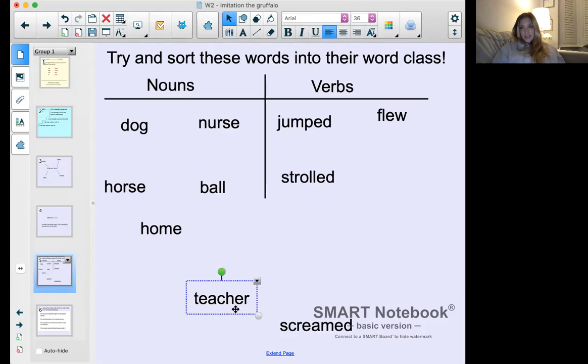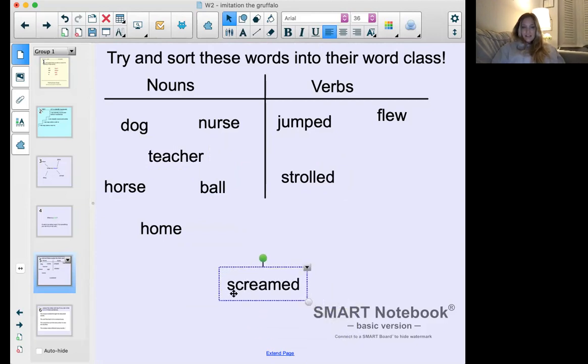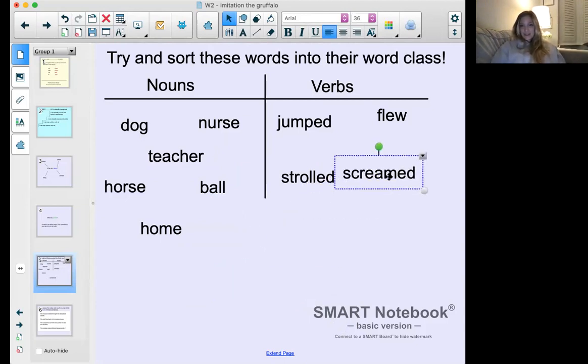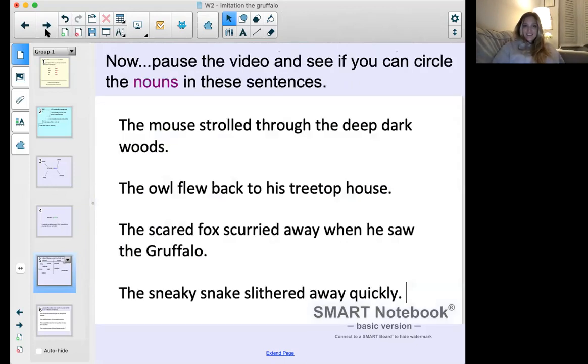Teacher. Teacher is a person. People are nouns. And finally, our last word is screamed. Well, maybe don't do this one at home, especially if an adult close to you is trying to work right now. We'll pretend to do it. Screamed. That's right. It is a verb. If it's something you can do, it is a verb. Super sorting. Now you've shown me that you can identify nouns and verbs. Let's see if we can identify them in a sentence.